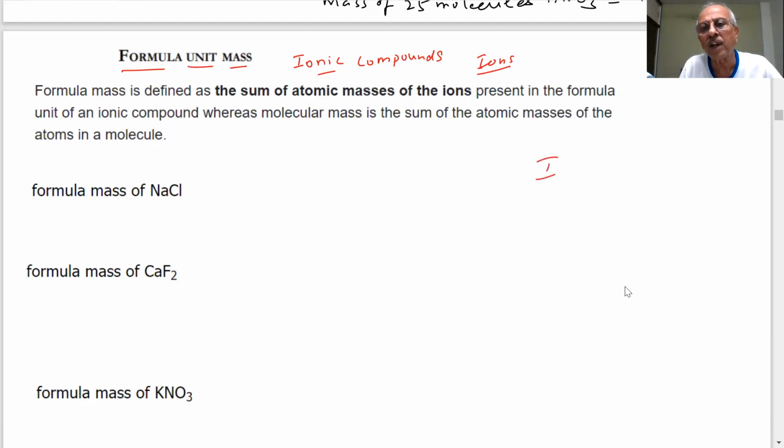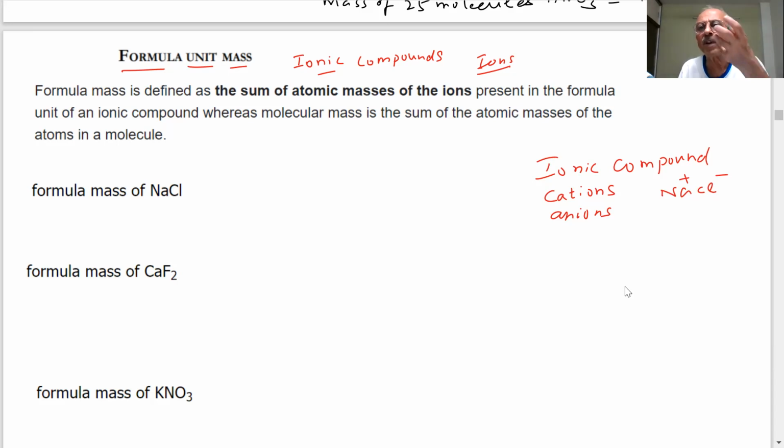So what we are saying, if there is an ionic compound, student, it will have cations and anions. And what will happen? One cation will not be attracting one anion, it will attract more anions. So when I say it is NaCl, student, it has positive and negative. It has sodium positive ion and Cl minus negative ion. But there will be a large number of collections of these ions.